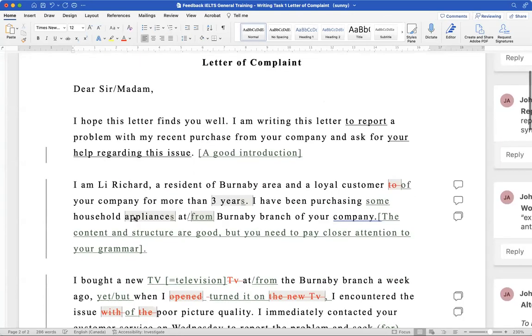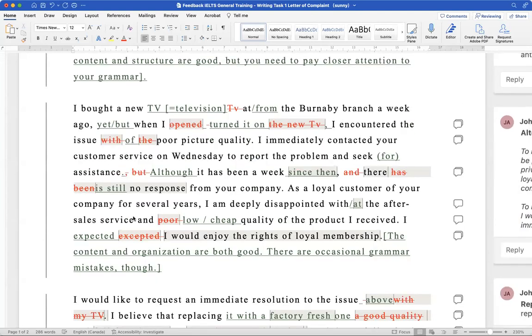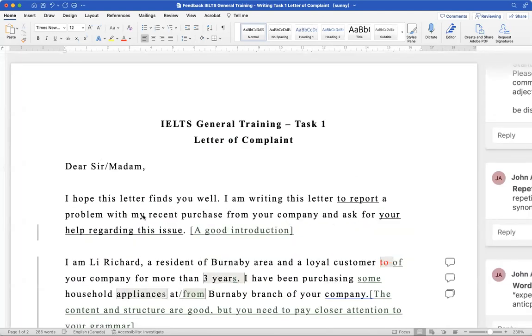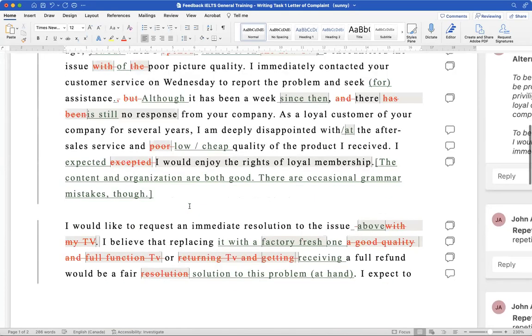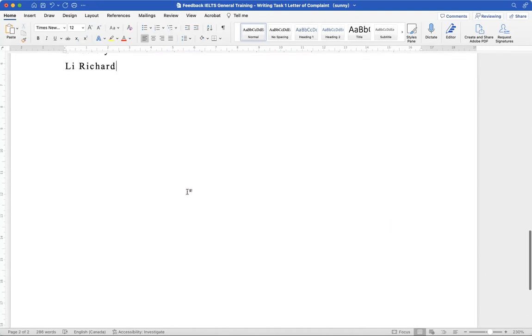Overall, it is good. I can definitely say that you know the overall structure of writing a letter of complaint. Great job here. You know the paragraph organization. You know the letter organization. These are the great points about this letter. So please keep up the hard work and practice. I look forward to receiving your second letter. Great. See you later.